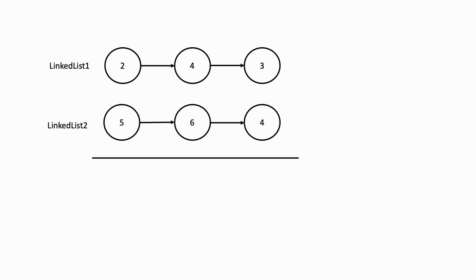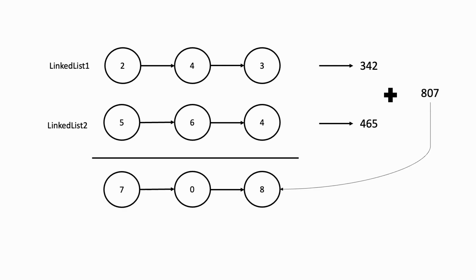Let's think about a solution to solve the problem. The most intuitive approach that comes to a beginner's mind is to convert the linked list to a number. For example, linked list 1 will be converted to the number 342 and linked list 2 will be converted to the number 465. Then we add the numbers to get the sum of the two numbers, which would be 807. We convert the sum into a linked list that will represent the sum of the two numbers in reverse order and return the first node of the resulting linked list.